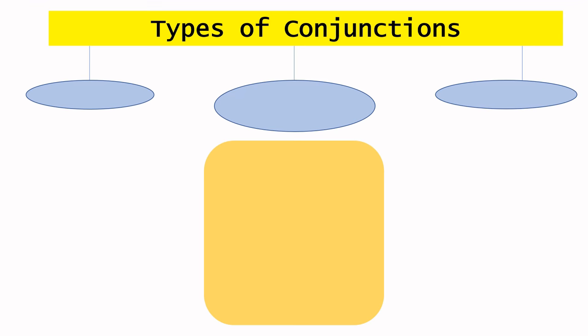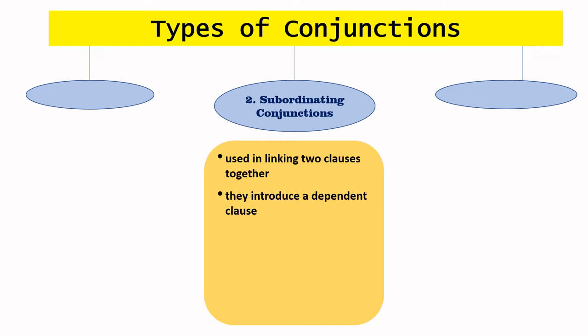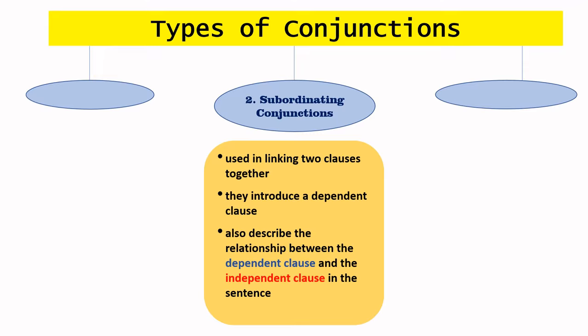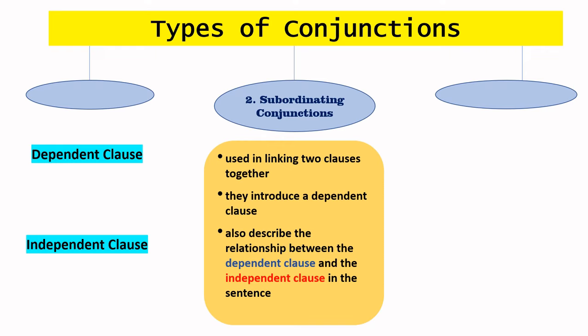Next, the second type is subordinating conjunction. This type of conjunctions is used in linking two clauses together. Aside from the fact that they introduce a dependent clause, subordinating conjunctions also describe the relationship between the dependent clause and the independent clause in the sentence. Kung hindi ka pamilyar sa kaibahan ng dependent clause at independent, sa Filipino, ito ay tinatawag ding sugnay na di makapag-iisa at sugnay na makapag-iisa.